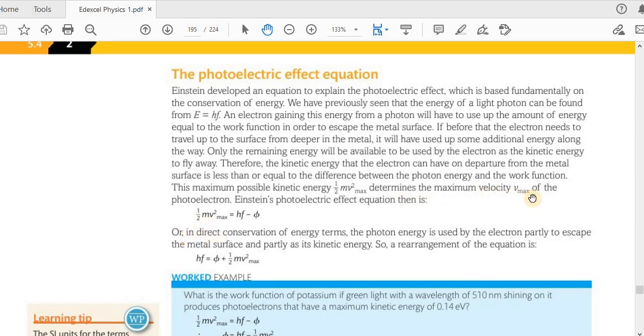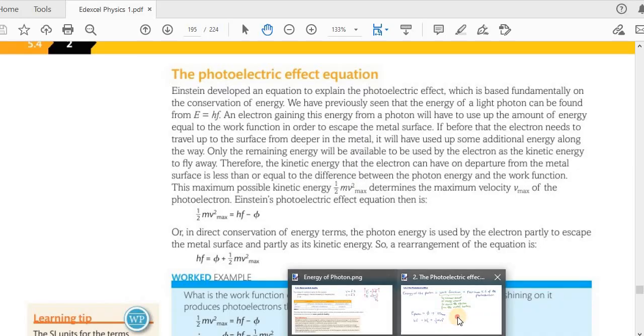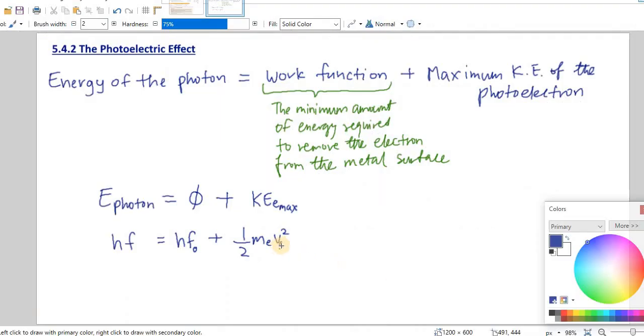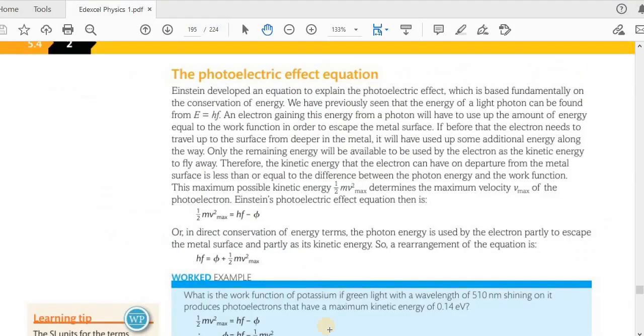This determines the maximum velocity. Here I should have also written this as E max. Because this is the maximum kinetic energy, this will be E max, the maximum velocity of the photoelectron. E for electron.